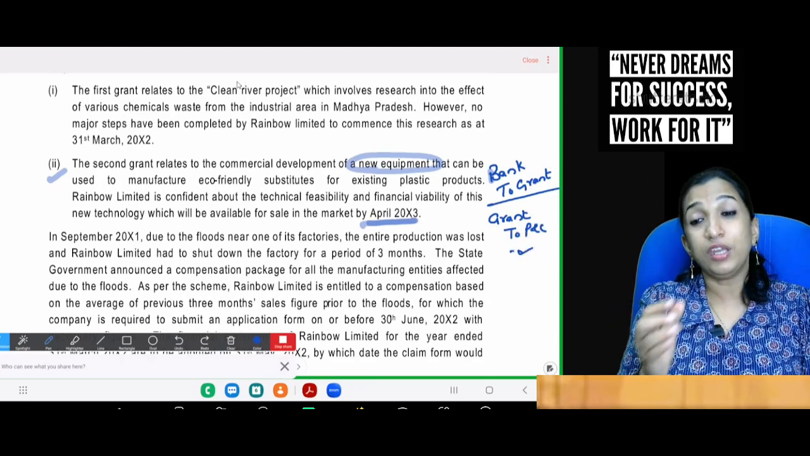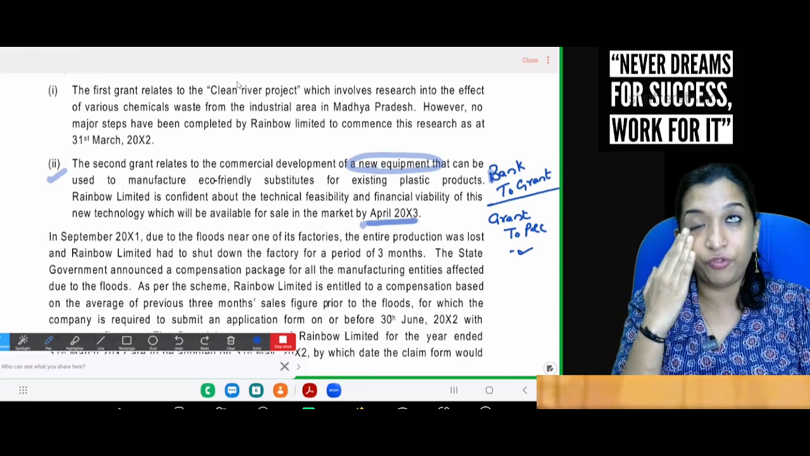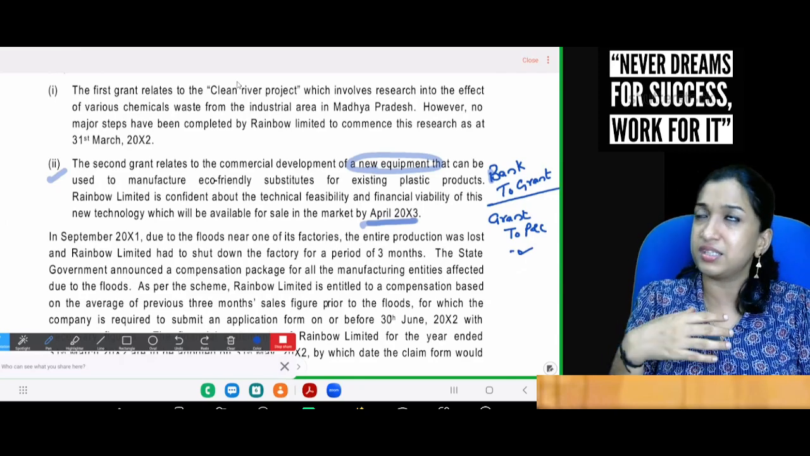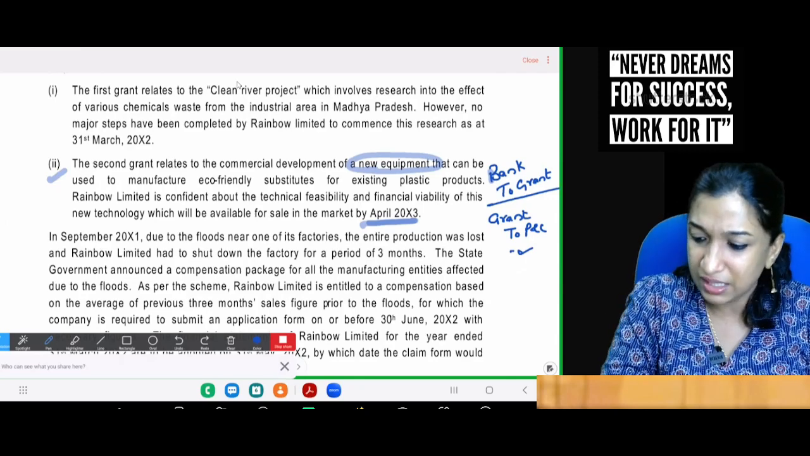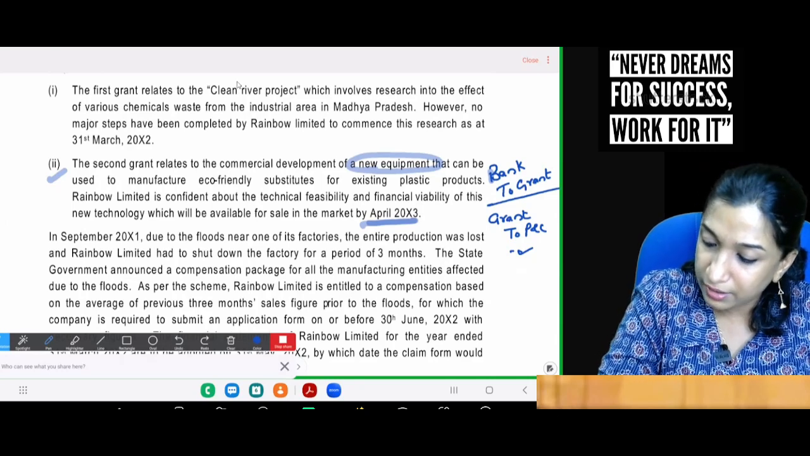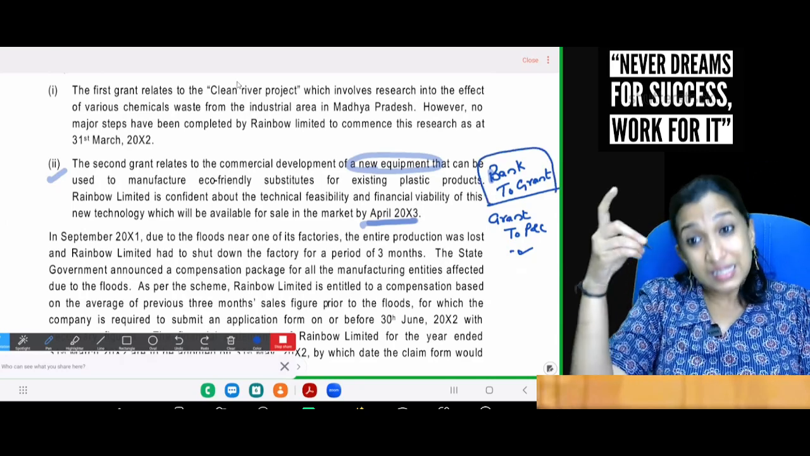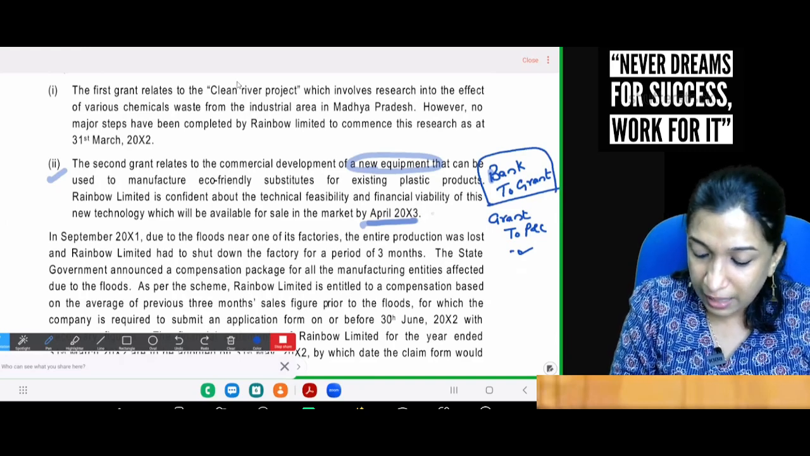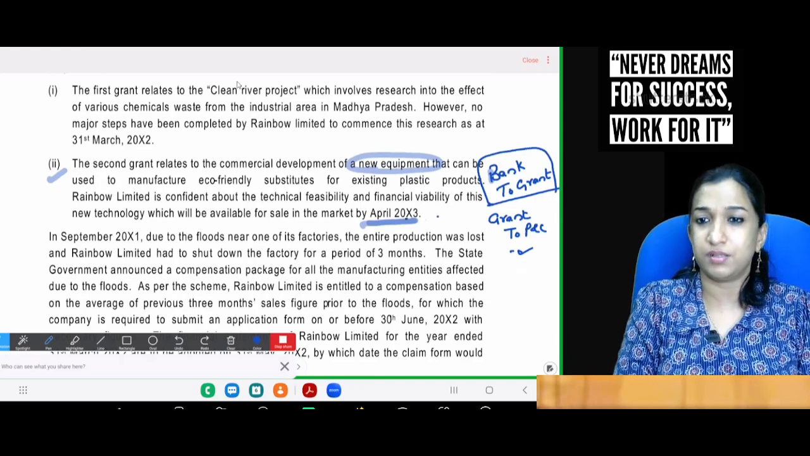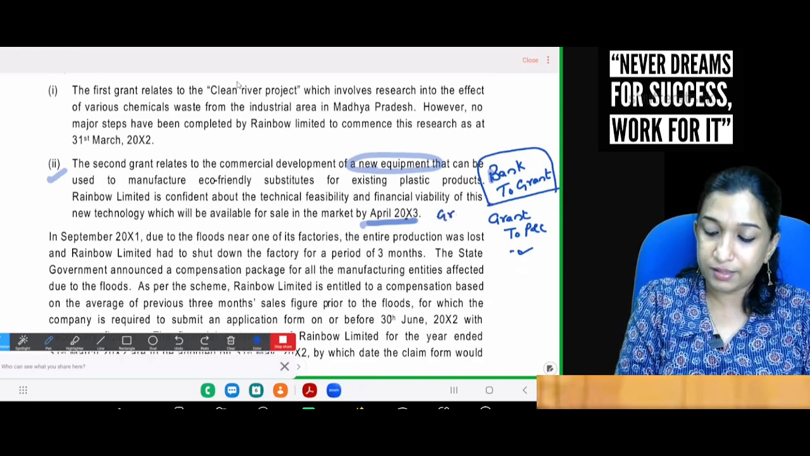Okay. Now if you are going for the second alternative, that is deducting from the cost of asset, you record it as bank to grant. And once the asset is ready in April, then you make the adjustment, grant to asset.